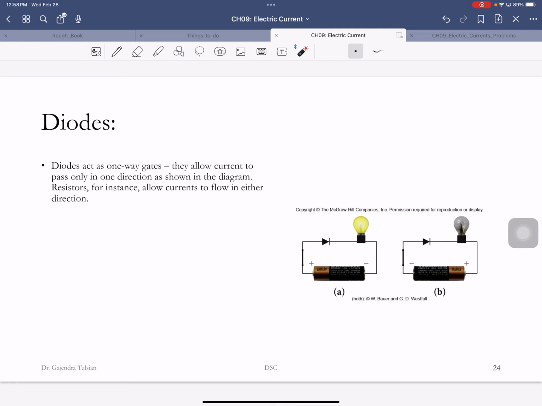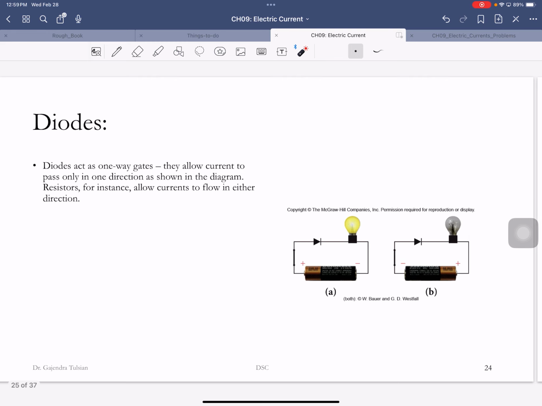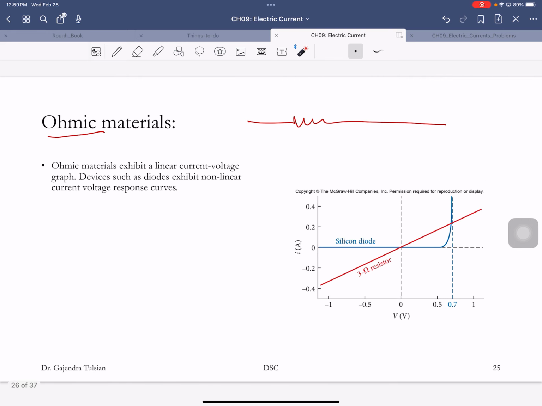You saw that diodes are sort of gateways. Okay, so here's a diode, and a diode will only let a current in this direction if this end is connected to a positive voltage and this end is negative voltage. And here's a diagram for the current response of a diode.